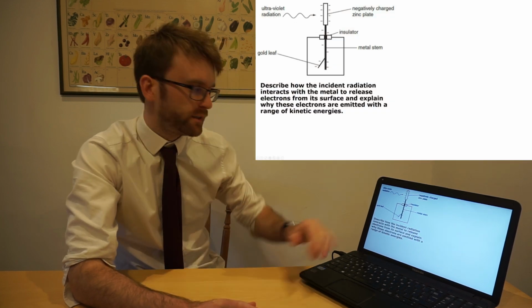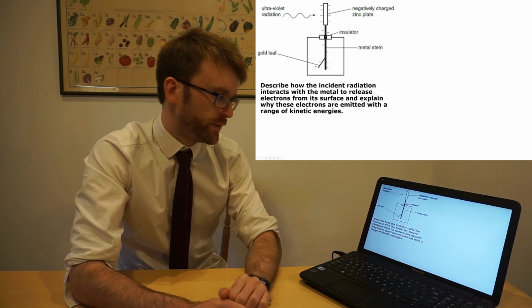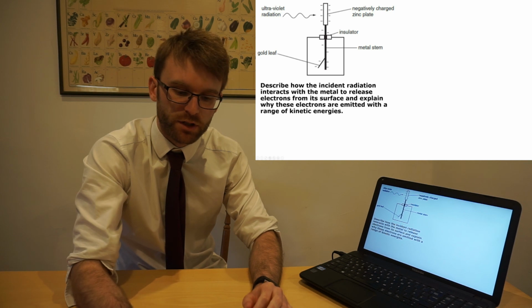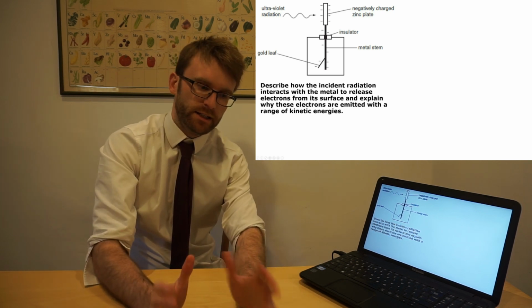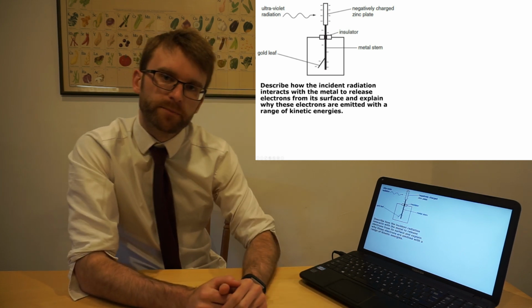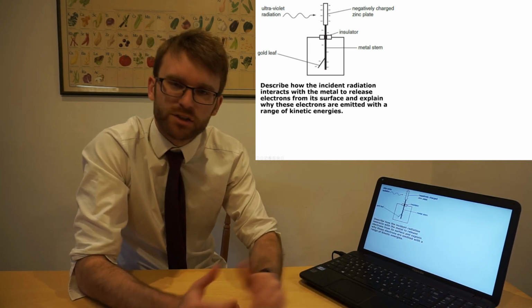Got any questions about this? Just ask. I'm going to move on from it now. This asks you to explain why the electrons are emitted with a range of kinetic energies. And this is an important fact for you to know. Why is the KE in E equals KE plus phi the maximum? Where does some of the kinetic energy go?